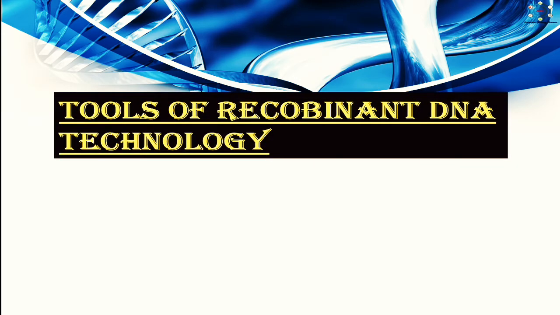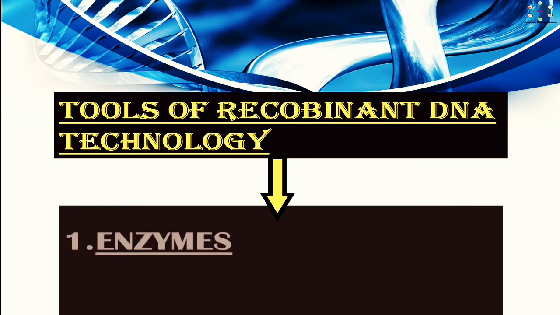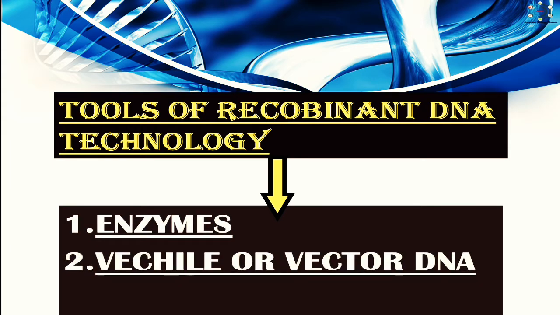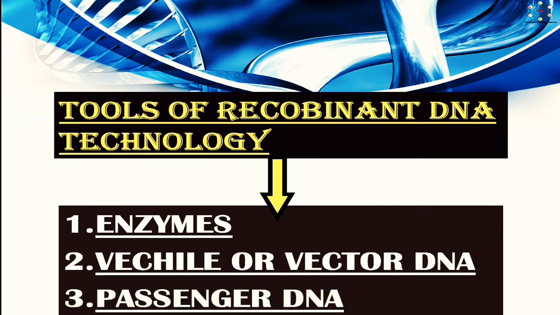At first, the question is how many tools are used in recombinant DNA technology? Three types of biological tools are used in the synthesis of recombinant DNA, and these include: the first one is enzymes, the second is vector DNA, and the third is passenger DNA. These three tools are used in the formation of recombinant DNA.